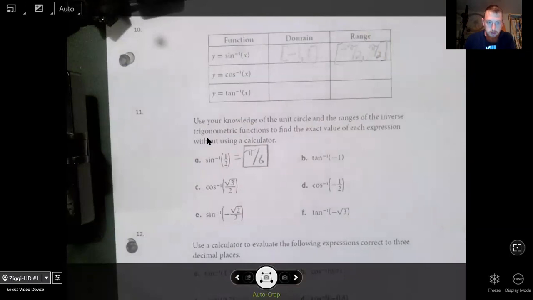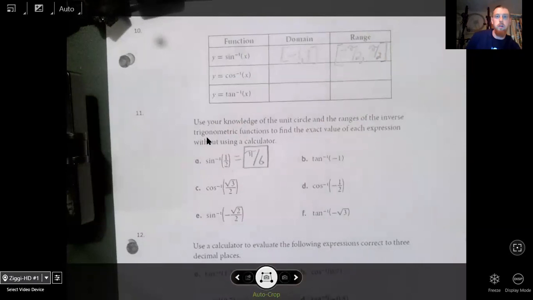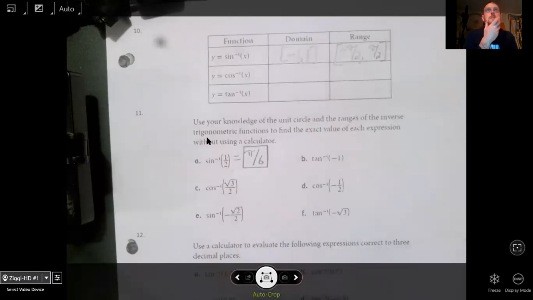All right, so let's do an inverse cosine and an inverse tangent. I'll leave the rest of these for you to work out and then check with the notes that your teacher is going to post. Cosine inverse of square root of 3 over 2. Cosine has a value of square root of 3 over 2 at 30 degrees. So that's actually the ordered pair square root of 3 over 2, comma 1/2.